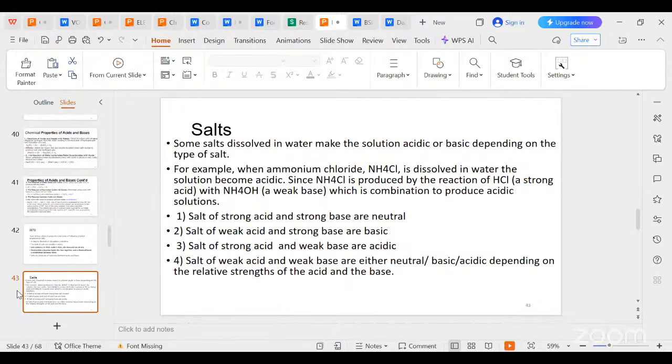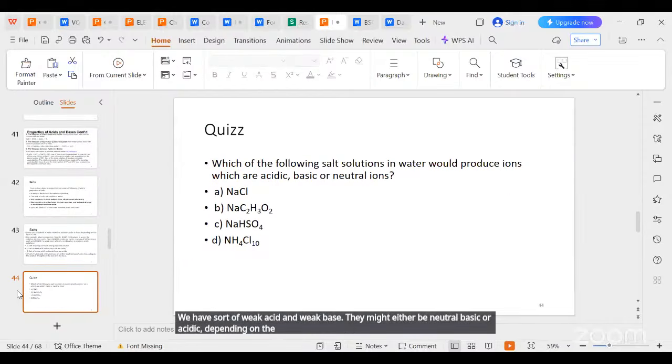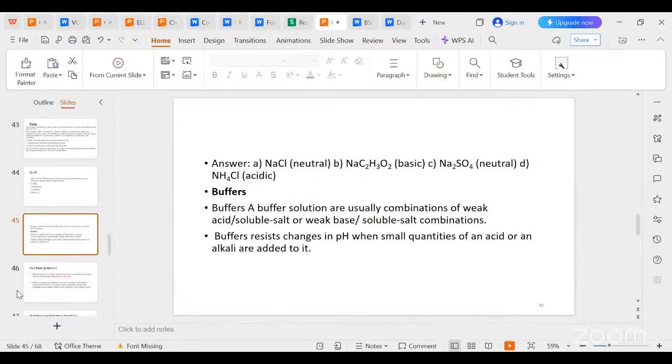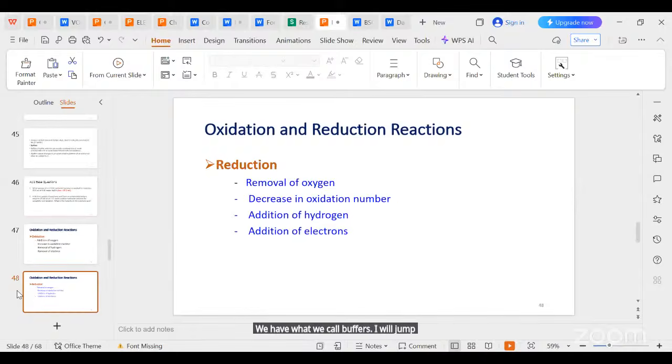We have salt of weak acid and weak base. They might either be neutral, basic, or acidic, depending on the situation around them. We have what we call buffers. No, I will jump over that.